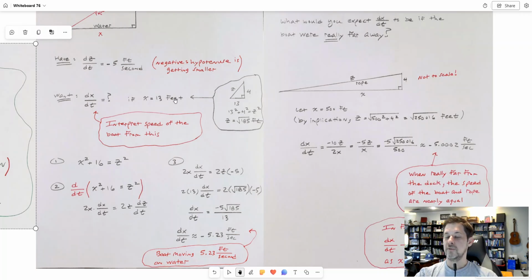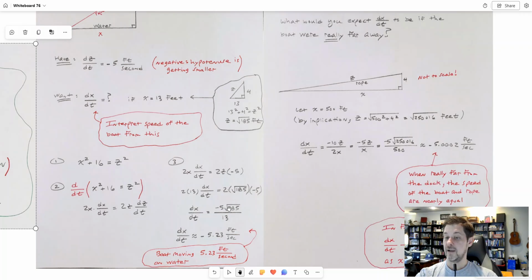Then I was told that x is 13, so I can put that in. What about z? Well, I'll have to figure z out. Let's see, if I know x is 13, and I know this side was 4 to begin with, then I can find z by the Pythagorean theorem, and it's the square root of 185 feet. So then I can find z.